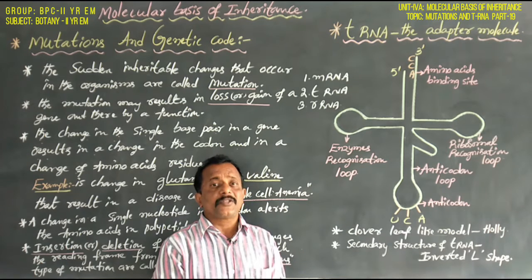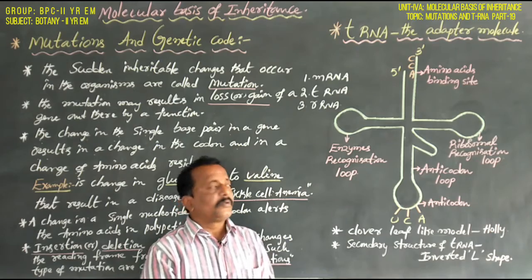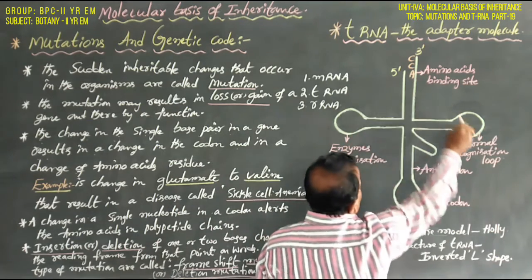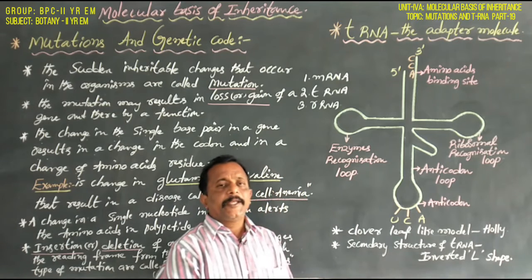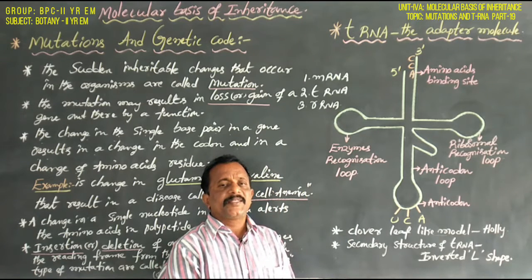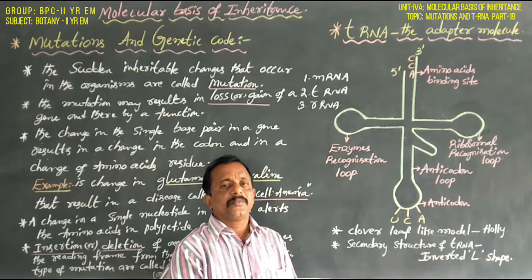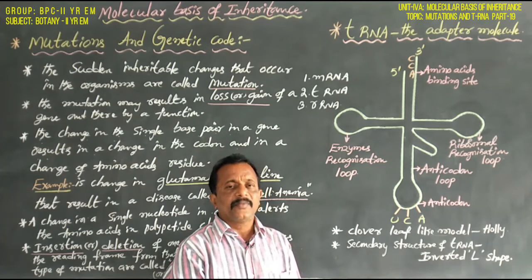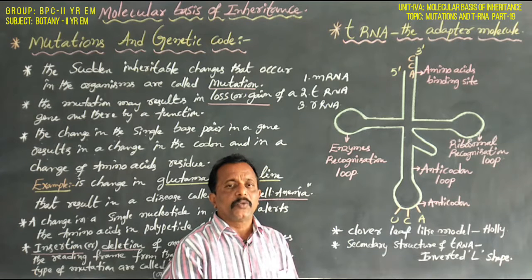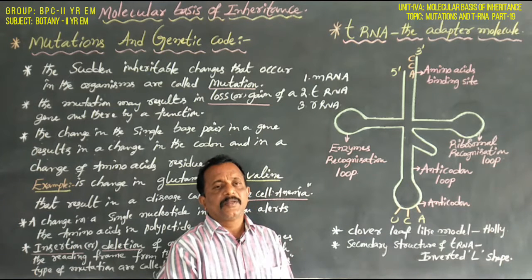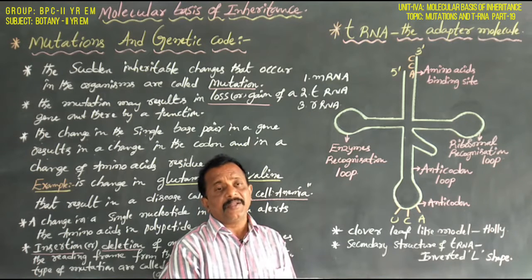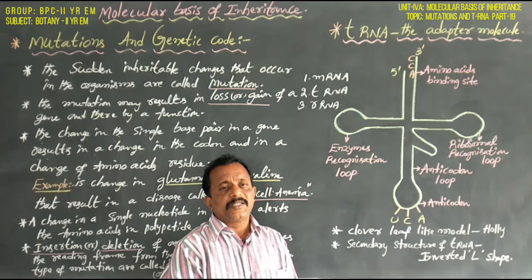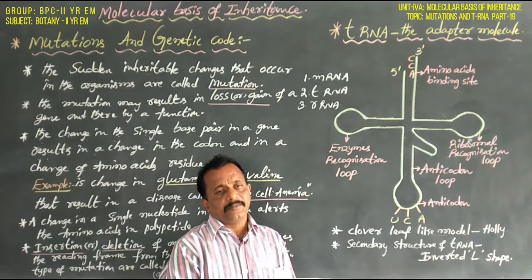tRNA, transfer RNA. Okay, now this is a tRNA, that is transfer RNA. tRNA is also known as soluble RNA or sRNA or adapter molecule RNA or smaller RNA. This is the smallest RNA.